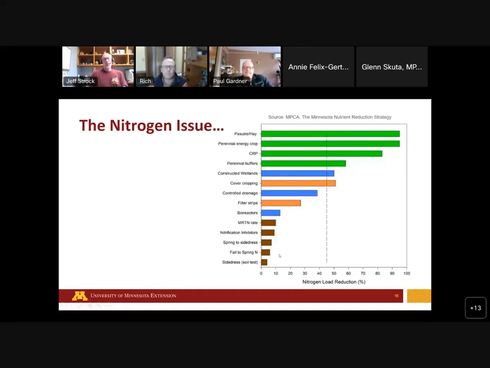So the first thing you notice is that following nitrogen rate guidelines, using nitrification inhibitors, switching to a spring side dress, or switching from fall to spring nitrogen applications do move the dial, but they don't get us anywhere close to the 45% reductions that we need to get, under the current cropping systems that we have of mainly corn and soybeans.